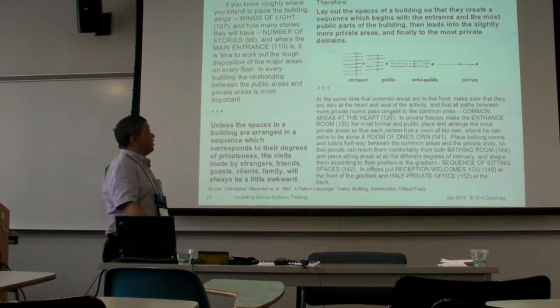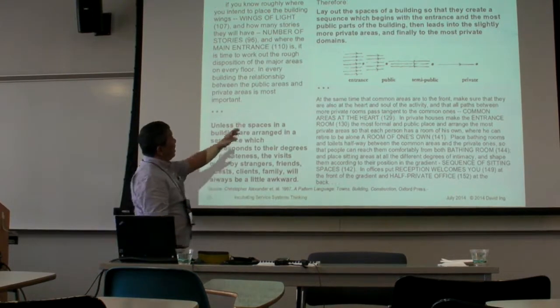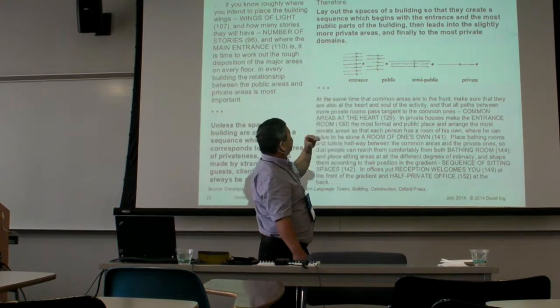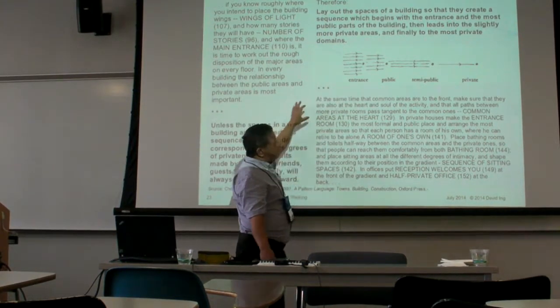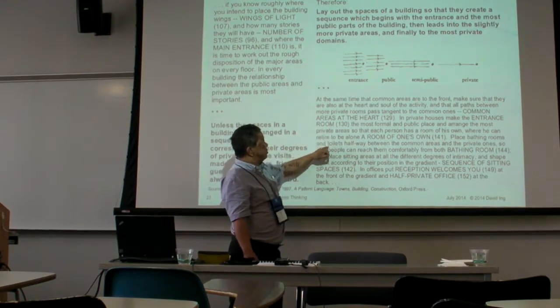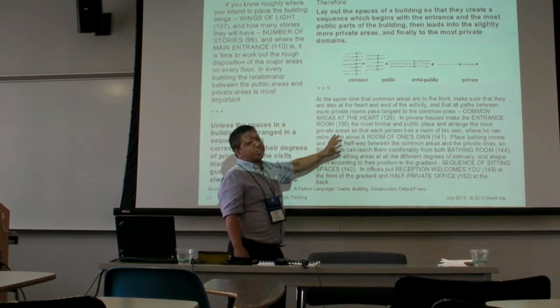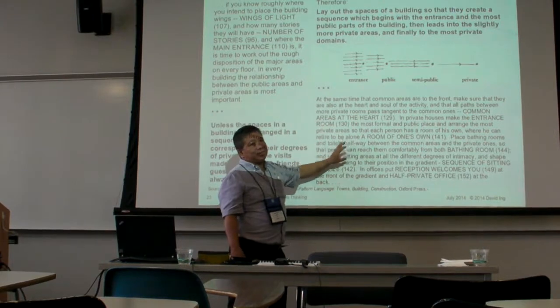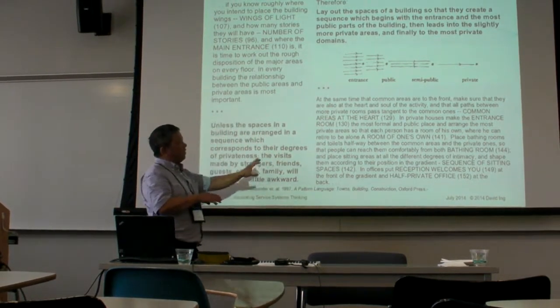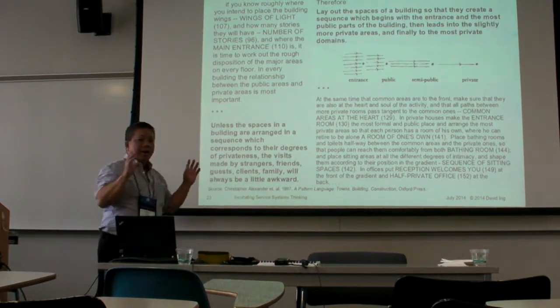Here's a therefore. So here's the solution part. Lay out the sequences so they create a public entrance, public center, private space. And then what happens after you do that, then you can do the common areas at the heart, you can get entrance rooms. So now these are the faster changing layers of things. And so this pattern fits in with the other patterns.